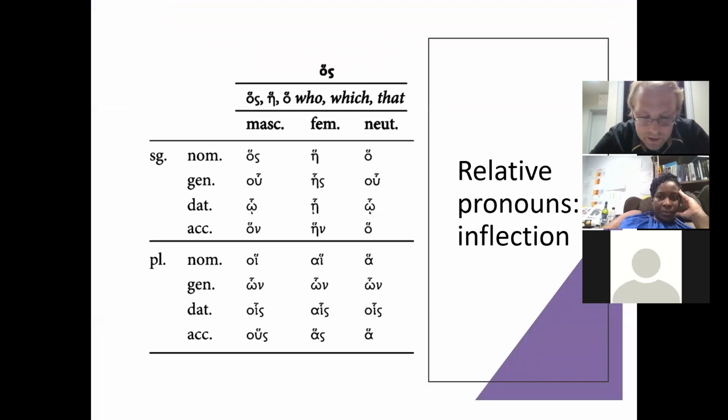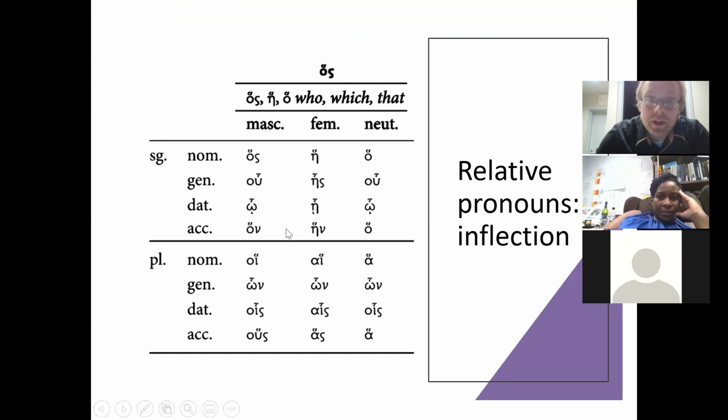Anyhow, this is what the paradigm for the relative pronouns looks like in classical Greek. You may note that unlike the definite articles, all relative pronouns have an accent, and that they likewise receive a spiritus asper in all numbers, genders, and cases.